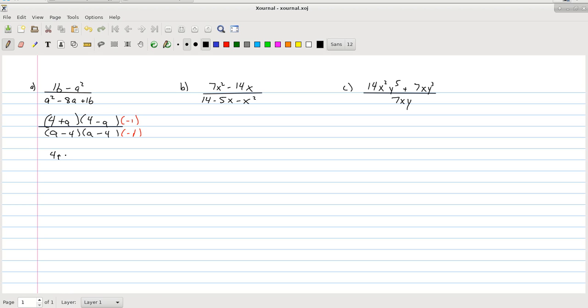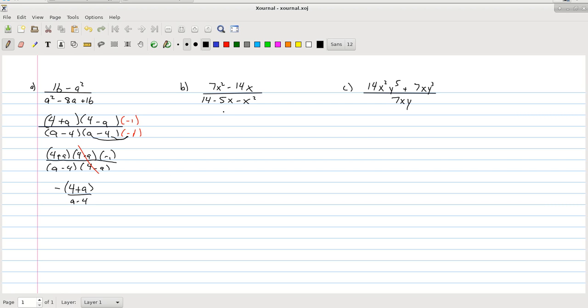So we can write this as 4 plus a times 4 minus a times negative 1. And then a minus 4 times, let's now distribute this through. So negative 1 times negative 4 is positive 4. Negative 1 times positive a is negative a. Now we can see we have a 4 minus a here, 4 minus a here. These reduce out. So now all we have left over is 4 plus a on top, a minus 4 on the bottom, and then this whole thing is multiplied by negative 1. And now this is reduced to lowest terms.